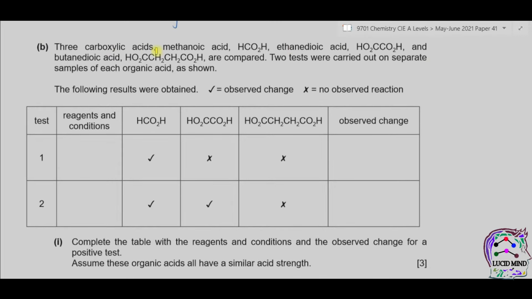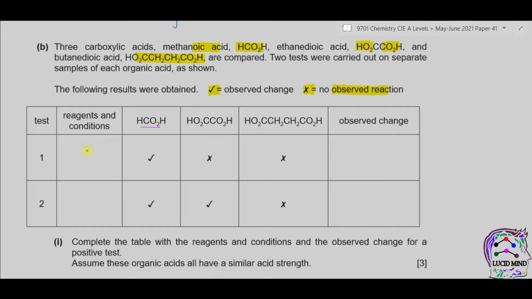Part B, 3 carboxylic acids, methanoic acid, HCO2H, ethanedioic acid, which has 2 carboxylic acid groups, and butanedioic acid are compared. 2 tests were carried out on separate samples of each organic acid as shown. The following results were obtained. Tick means observed change and cross means no observed reaction. In the first one we have to find the reagent which can react with HCO2H but does not affect ethanedioic acid or butanedioic acid.